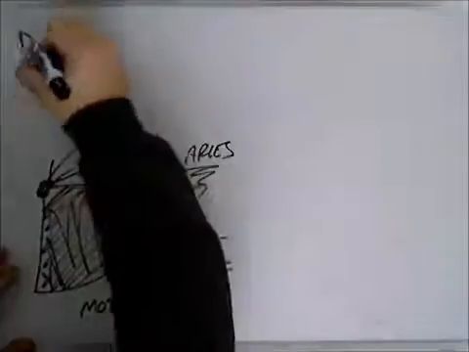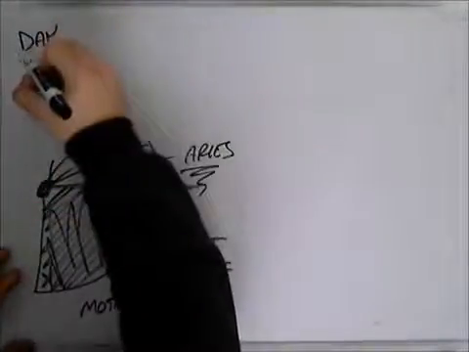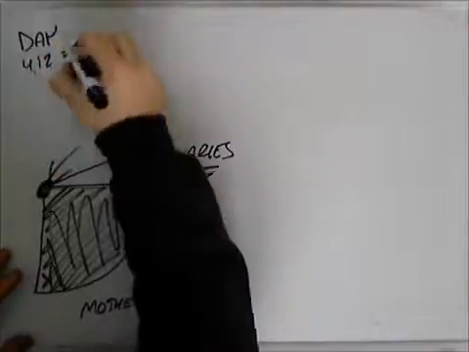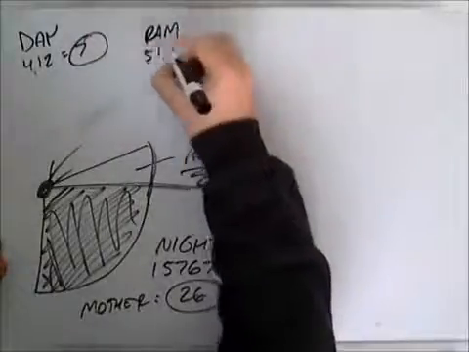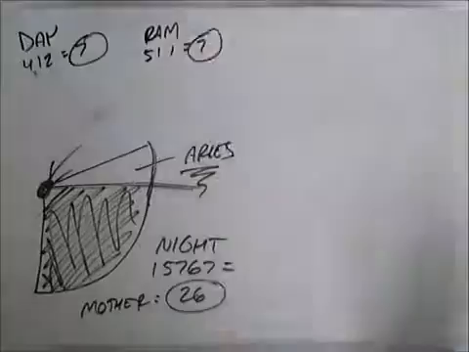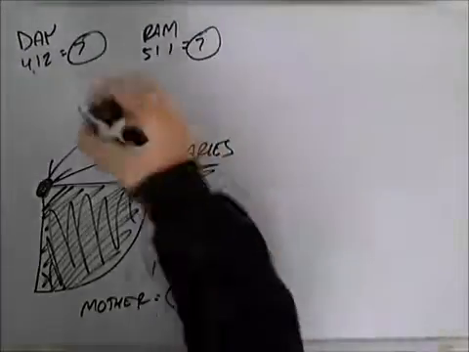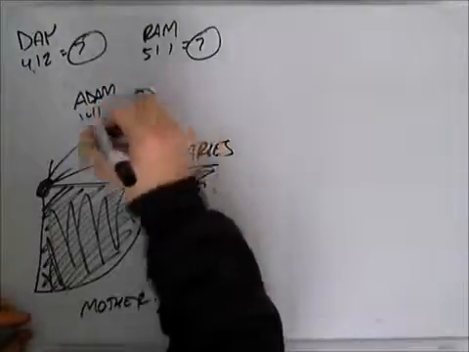Let's do this here. We're talking about the ram here. 412 equals 7. We're talking about the ram. 511 equals 7. What are we also talking about? We're talking about that supernal mother figure, that cosmic mother who gave birth to Adam. We know Adam equals 7 as well.